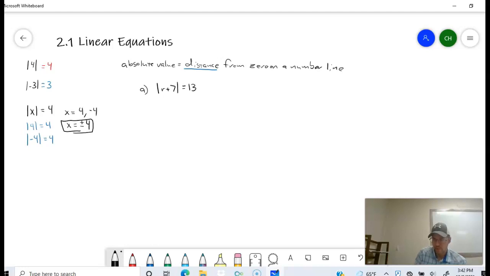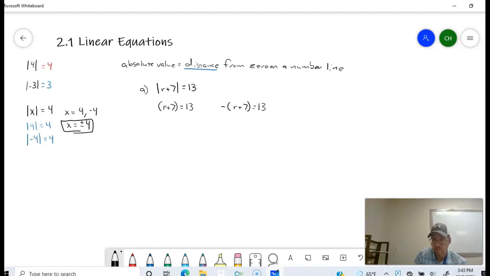I'm going to treat r plus 7 as a quantity. The way I remove the absolute value brackets is I'm going to take what's inside them and set it equal to 13. And then I'm going to take the opposite of what's inside and set it equal to 13. I need to do that because we just showed that whatever number is in those absolute value brackets could be positive or negative and still equal 13. So whatever you have to add to 7 to make it a positive 13, or whatever you have to add to 7 to make it a negative 13, either one will work.